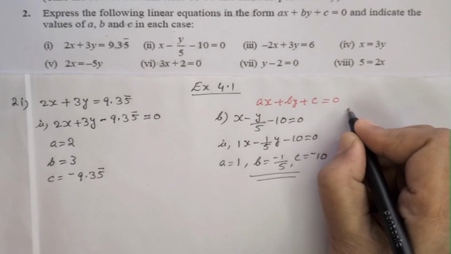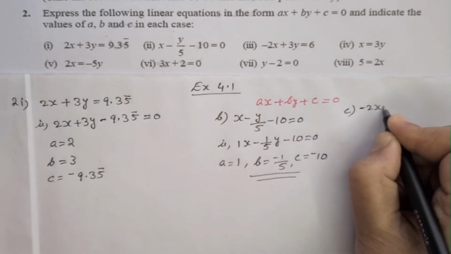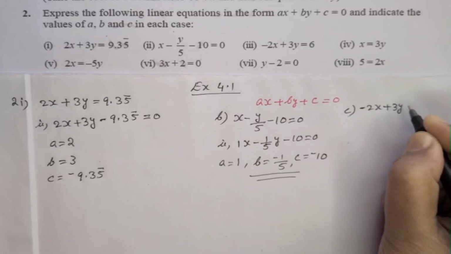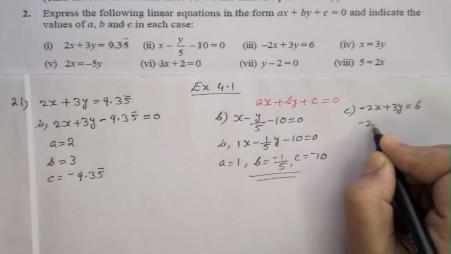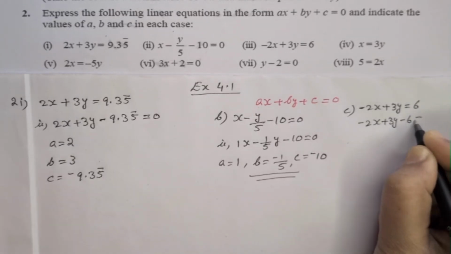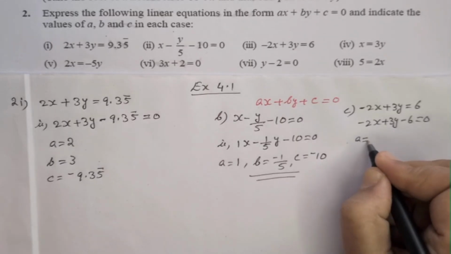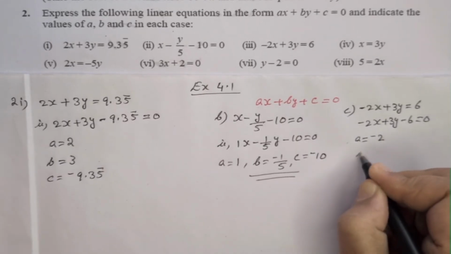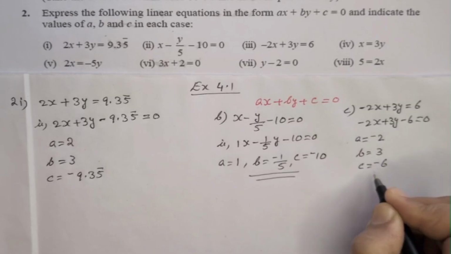Now the third one, minus 2x plus 3y is equal to 6. When we are moving to the left side, minus 2x plus 3y minus 6 is equal to 0, and compare with the equation. So a is equal to minus 2, b is equal to 3 and the constant is minus 6.